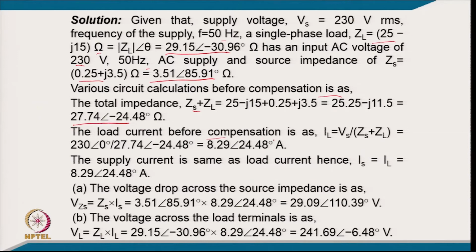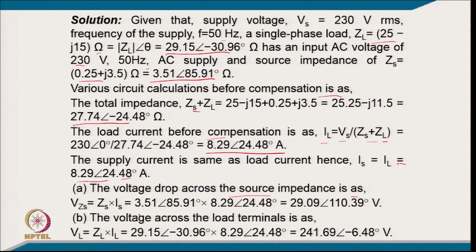The load current before the compensation will be IS equal to Vs upon ZS plus ZL, and after putting the values it comes 8.29 ampere at the angle of 24.48 degree, and the supply current is the same as the load current. So, it comes 8.29 ampere at the angle of 24.48 degree.